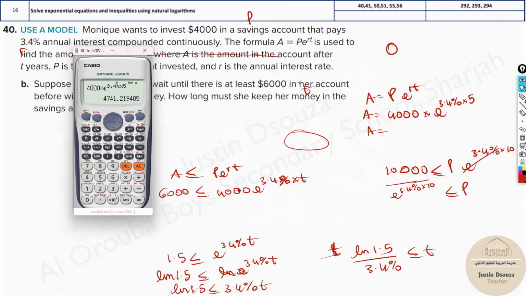And the second one, we have it here. It will be natural logarithm ln 1.5 divided by 3.4%. Sorry, it's percent. That's over here.